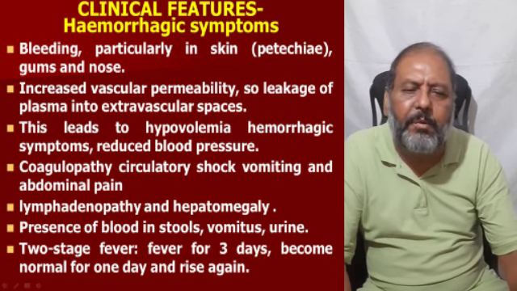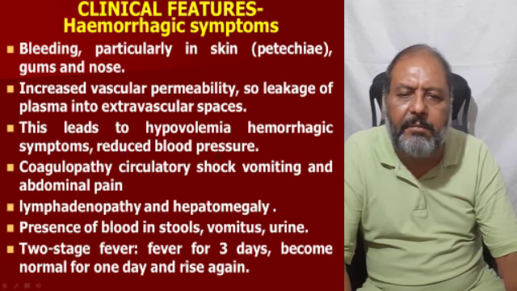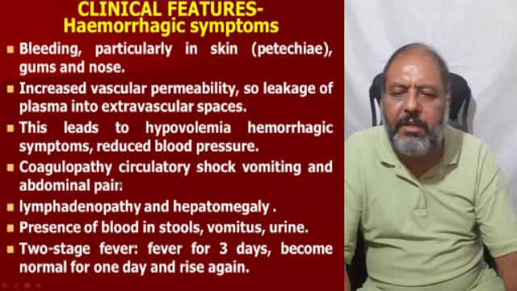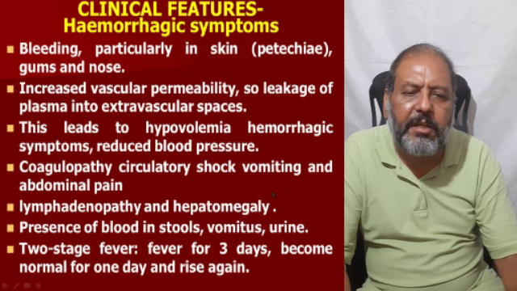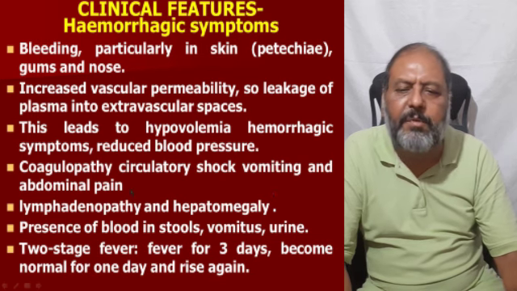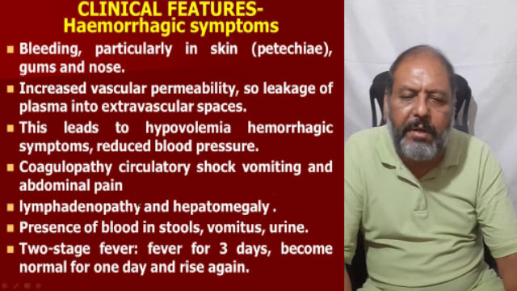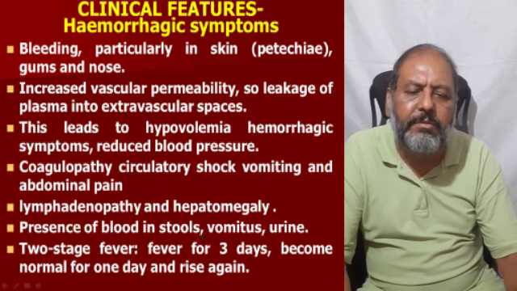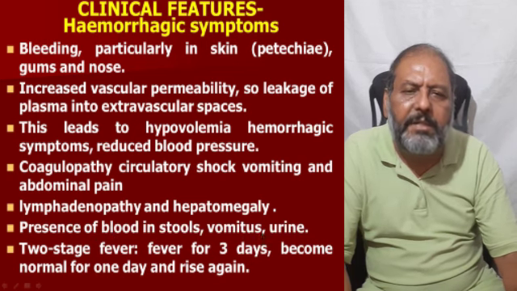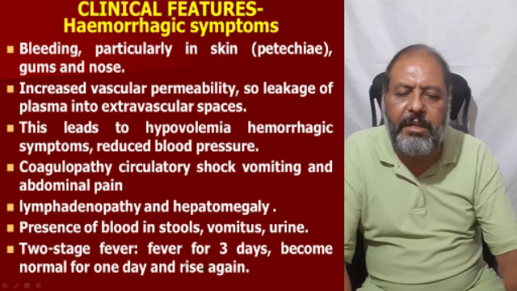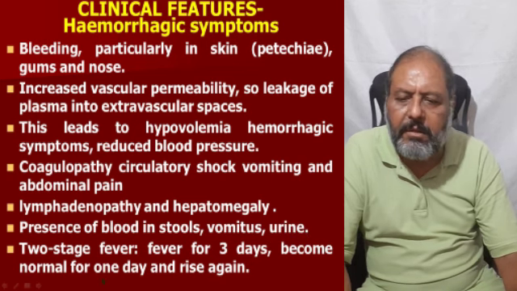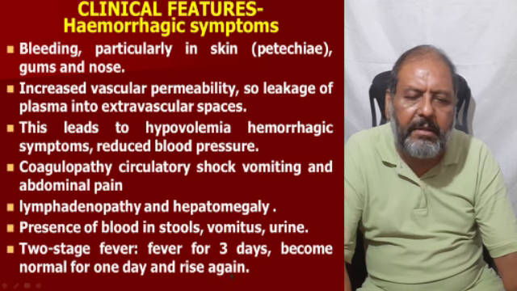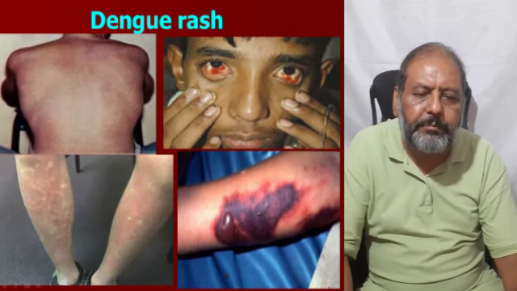This leads to hypovolemia, hemorrhagic symptoms, reduced blood pressure, coagulopathy, circulatory shock, vomiting, and abdominal pain, lymphadenopathy and hepatomegaly, presence of blood in the stool, that is melena, vomiting, hematemesis, hematuria in the urine, and two-stage fever: fever for 3 days, becoming normal for 1 day, and rising again.